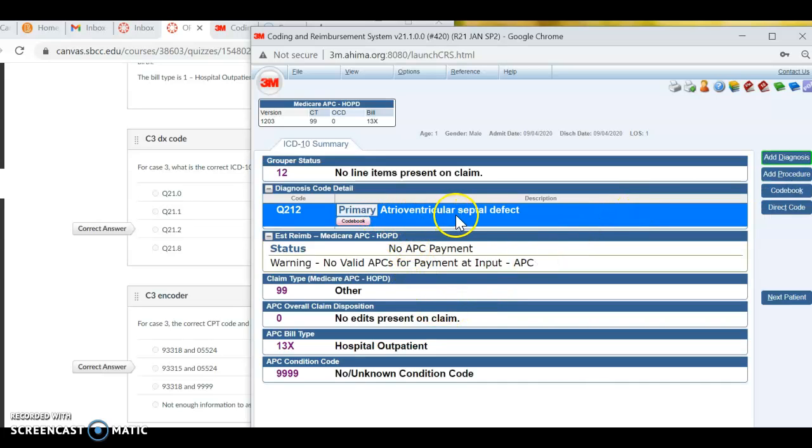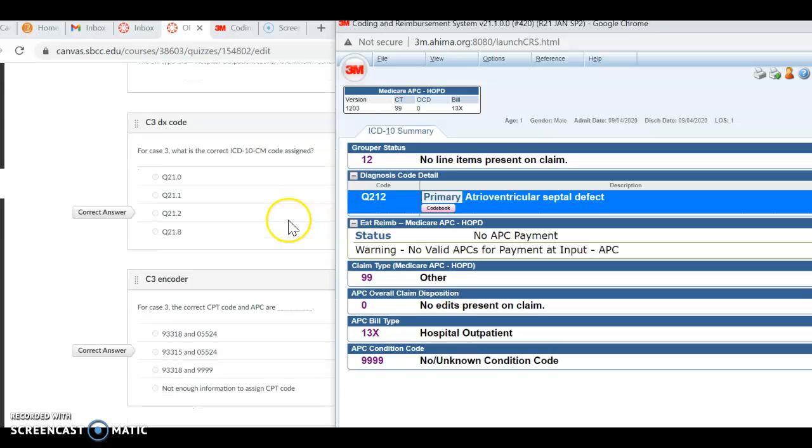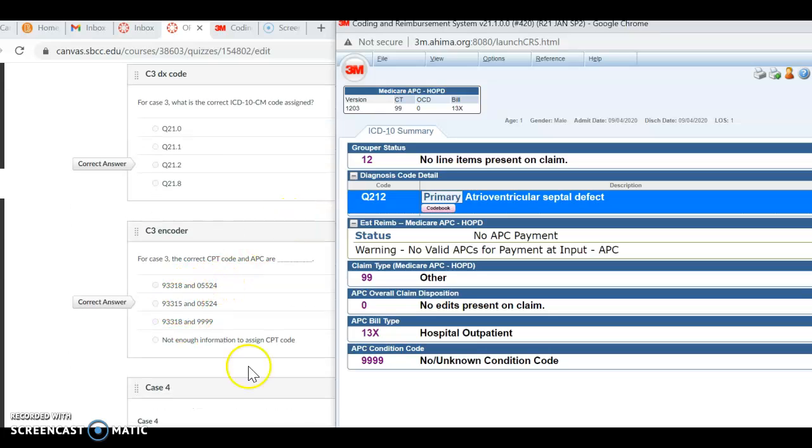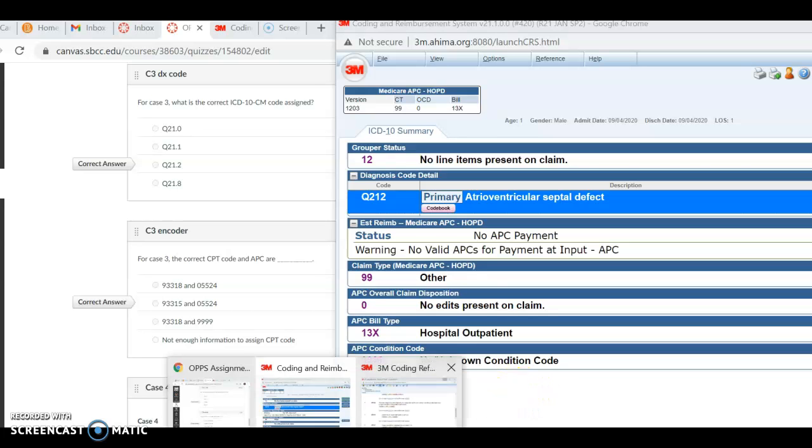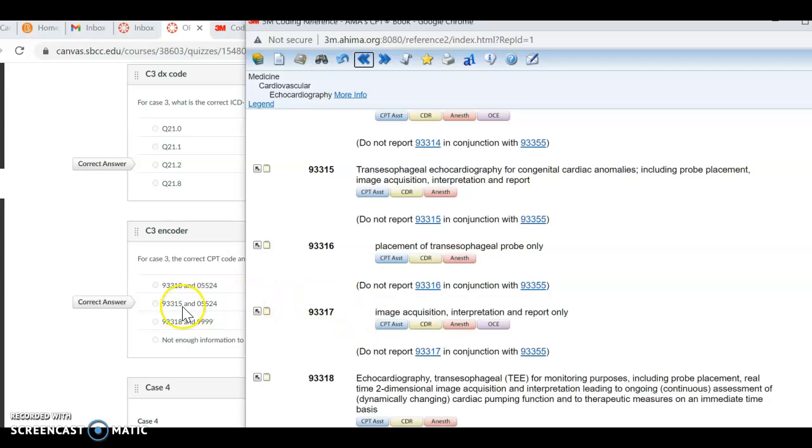Okay, so I have my, keep in mind your Q codes are going to be congenital. So let's go down here. This is probably the biggest thing here. And what I'm going to do, I'm going to pull up, I do have the CPT book here, just so you can see the difference between the codes.